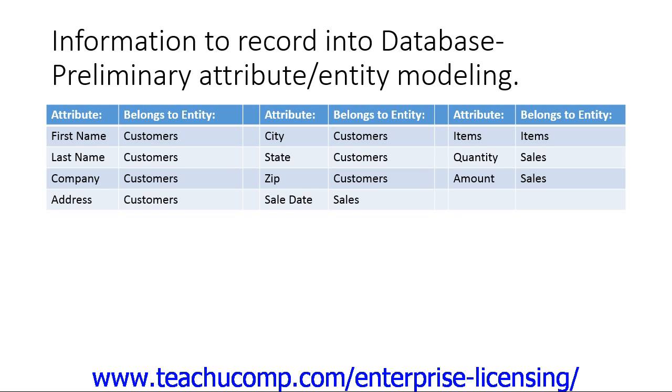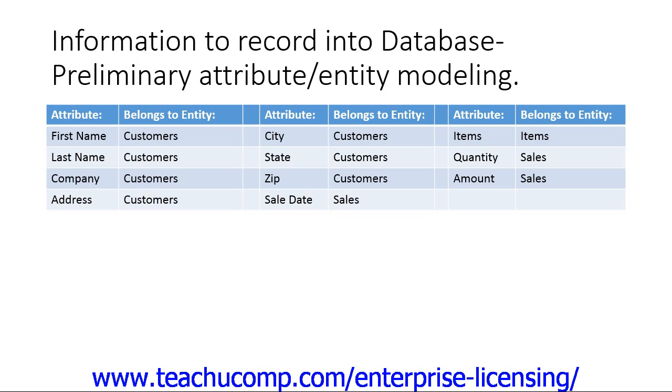Perhaps you may initially think that the item is an attribute of the sale. However, could you have a single sale with multiple items ordered? Probably so. In that case, it must be an attribute of something else. In this case, item is probably going to be an attribute of an item entity, meaning that you will probably need to create an item table.